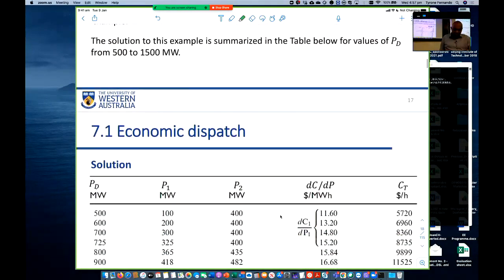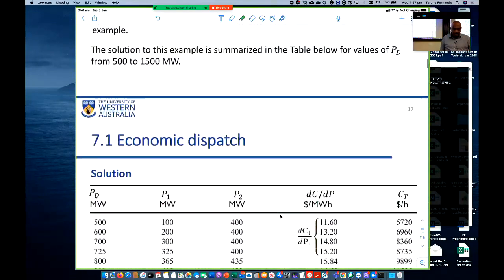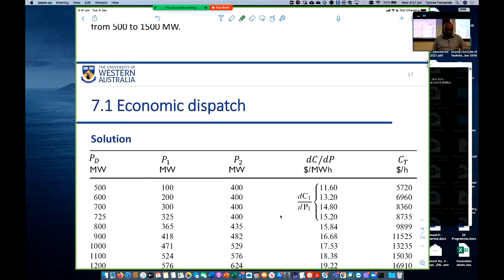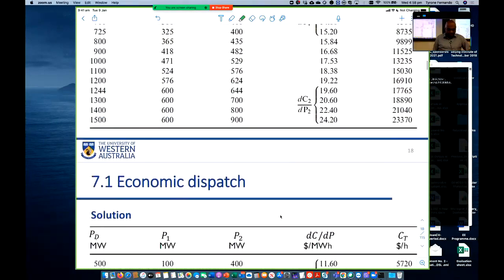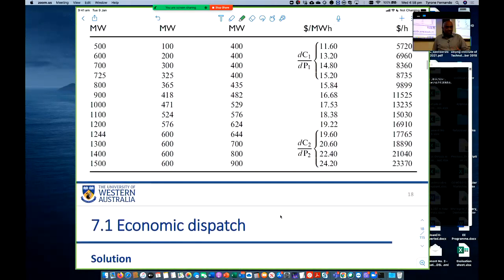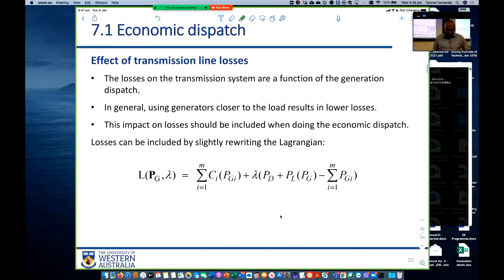So that's an example that I think you can think a little bit about. It's about when one unit reaches its maximum, or its limit, it no longer takes part and no longer determines the incremental cost of producing electricity. It just requires thinking a little bit there, and these numbers just show the cost of producing electricity going from 500 to 1,500. All right.